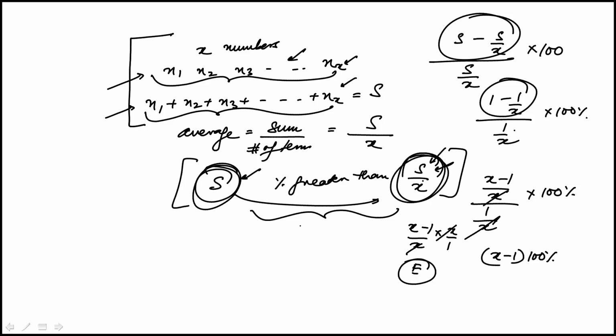You'll note that they also have C, which is just X minus 1%. So they're expecting that in case you drop the 100, that you fall for the trap. But make sure you do keep that into account. So the answer is E.